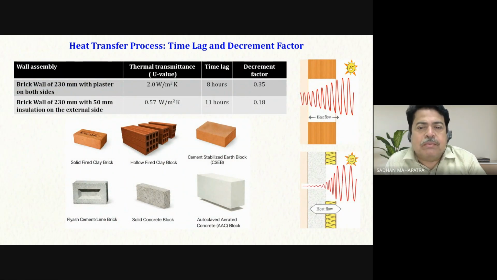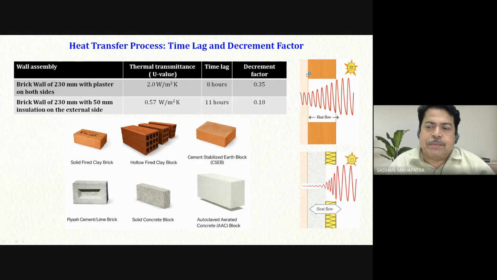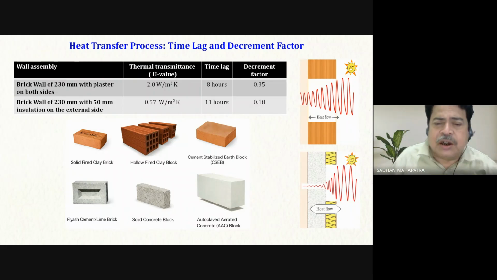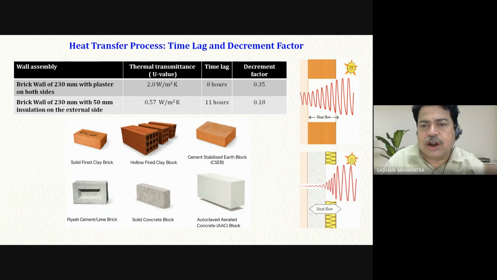Let's look at these two examples. The first case is a brick wall of 230 mm with plaster on both sides. This is the figure. This is the brick wall and there is plaster on both sides. Now if I calculate the thermal transmittance, the U value or overall heat transfer coefficient, this is 2 watt per meter square Kelvin. And it tells the time lag is 8 hours, decrement factor is 0.35.